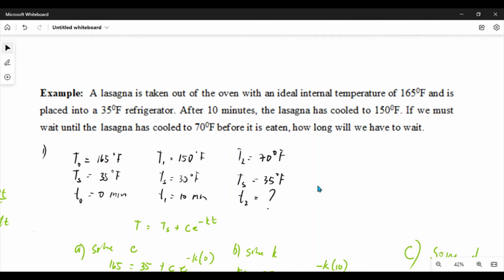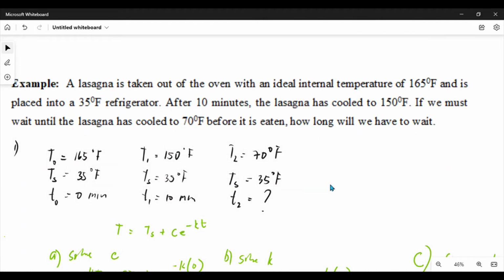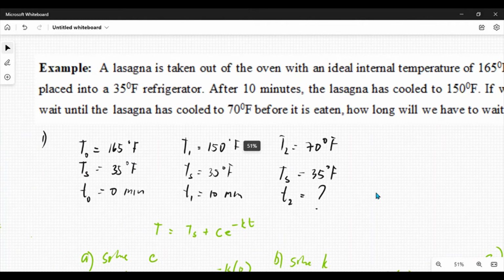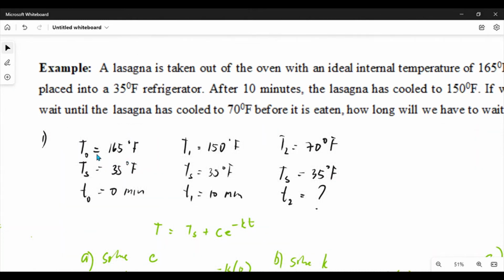In solving this problem, we need to have three sets of data. We have the initial temperature, which we represent with T sub 0, and that's equal to 165 degrees Fahrenheit. That's the temperature of the lasagna after it has been taken out from the oven, and the lasagna is being placed inside the refrigerator with a temperature of 35 degrees Fahrenheit. Of course, our t sub 0 here is 0 minutes, prior to putting the lasagna inside the refrigerator.